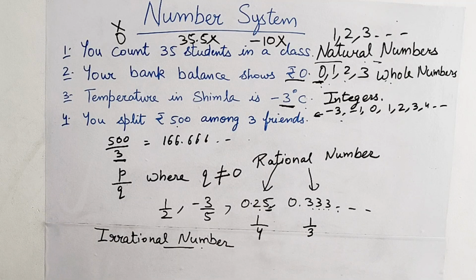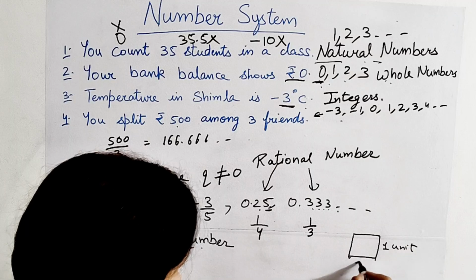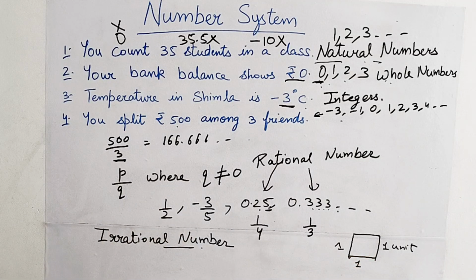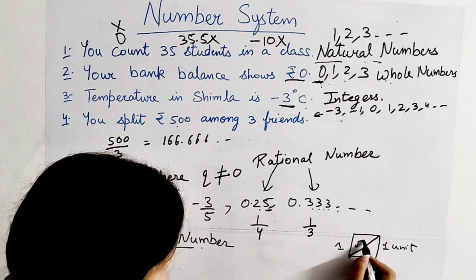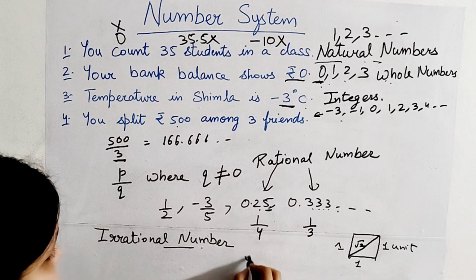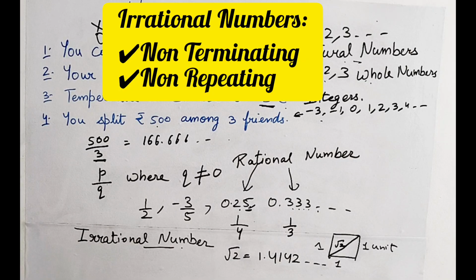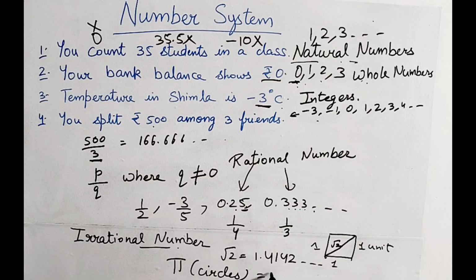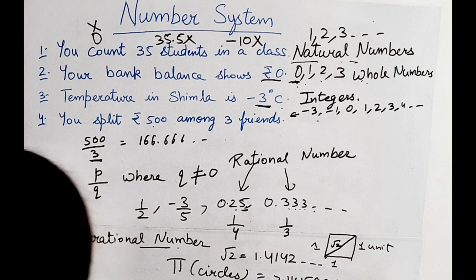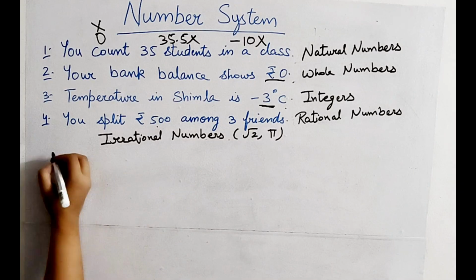Now let's go to geometry. If one side of a square is 1 unit, this is also 1 unit, this is also 1 unit. So using Pythagoras theorem, this diagonal becomes root 2, right? So can you write root 2 as a fraction? No, because its decimal is 1.4142. It never ends. It never repeats. Same is the case with pi that we use in circles. Its value is 3.1415926 and so on. These are irrational numbers.